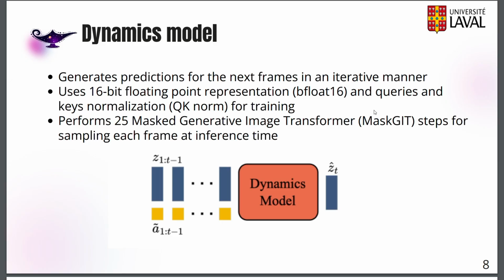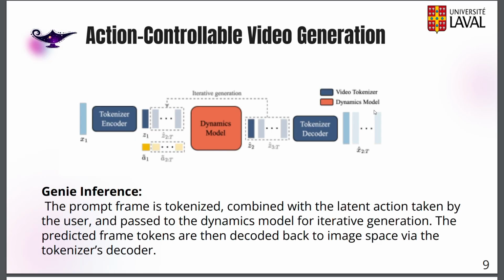At inference time, it performs 25 masked generative image transformer steps to sample each frame. It processes video tokens and latent action embeddings to predict the future masked video tokens iteratively. This graphic demonstrates how Genie performs action controllable video generation at inference time once the model has been deployed.